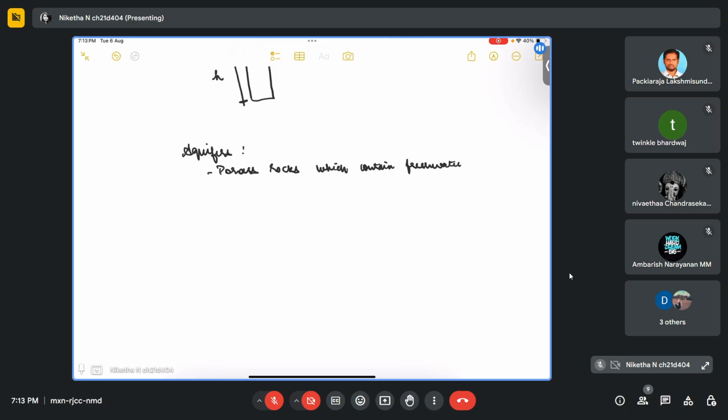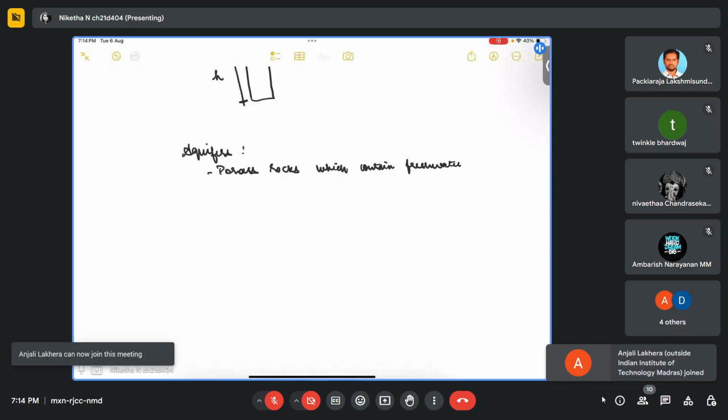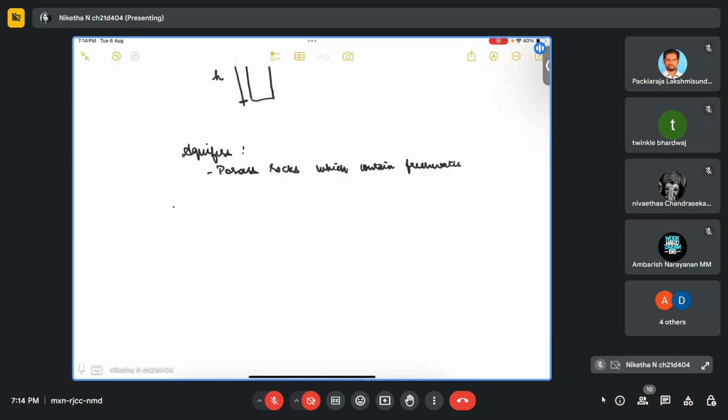And most of the time, these aquifers are interconnected. So that will result in the flow of water from one place to another place through these rocks. So that will create a groundwater flow. And the flow of groundwater depends mainly on one factor, which is called the hydraulic conductivity. So hydraulic conductivity is the relative ease with which the water can travel through the pores.